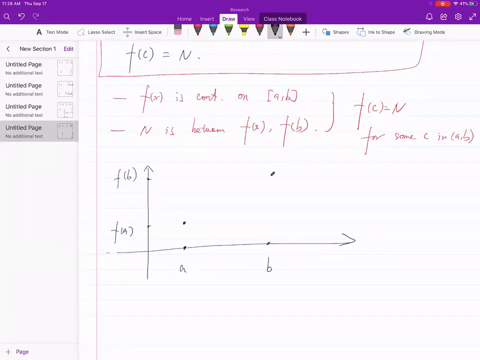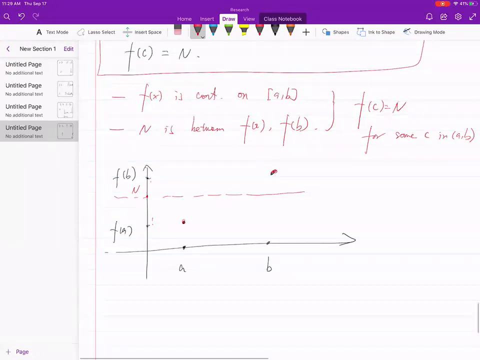Now what it says is you pick a number n, which is between f(a) and f(b). So you pick some n in between. I'm just going to pick a random one. Then this tells you if f(x) is continuous, then somewhere from here all the way to here, your function value is exactly n, which means your function intersects this line at some point between A and B. Like this. Or actually, let's go with the easy one. That is where your C is.